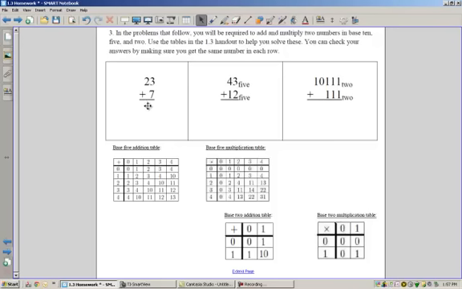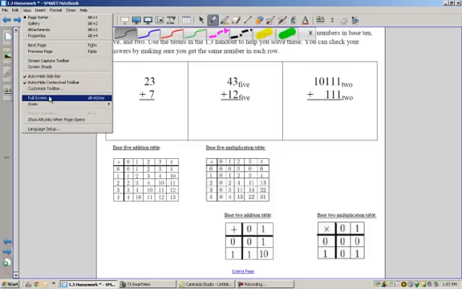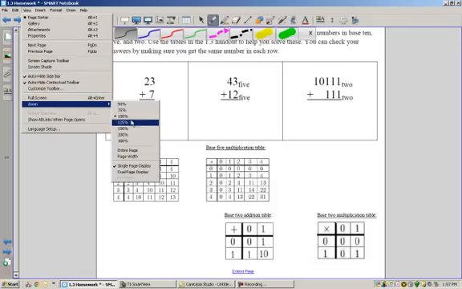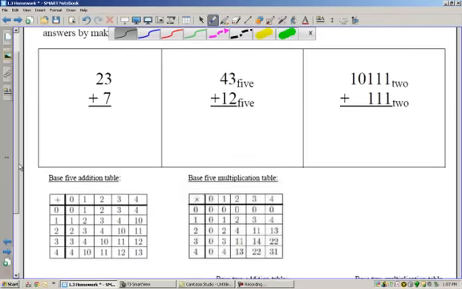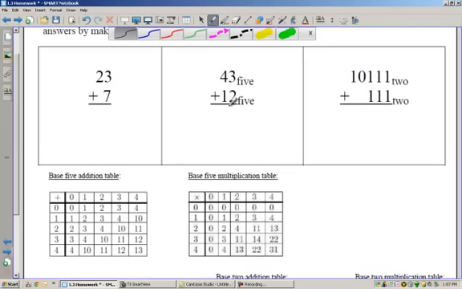What we would normally do in this one here, and let me see if I can zoom in a bit, make it a little bit bigger. Okay, so what we would normally do is we just add these numbers column-wise. So 7 plus 3 is 10, so I'd write a 0 here and carry the 1. And then 1 plus 2 is 3. All right, so of course 23 plus 7 is 30 things.